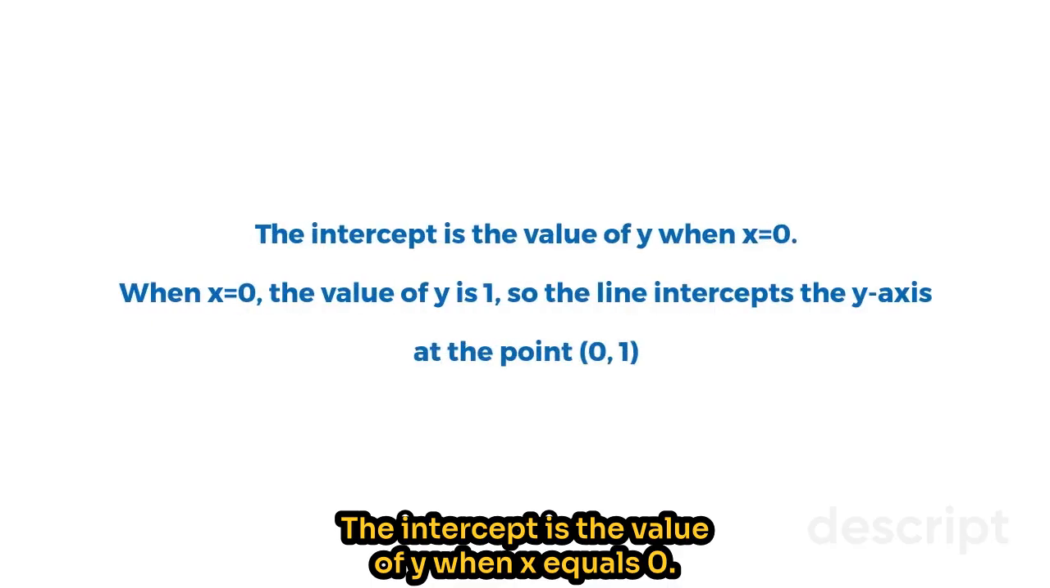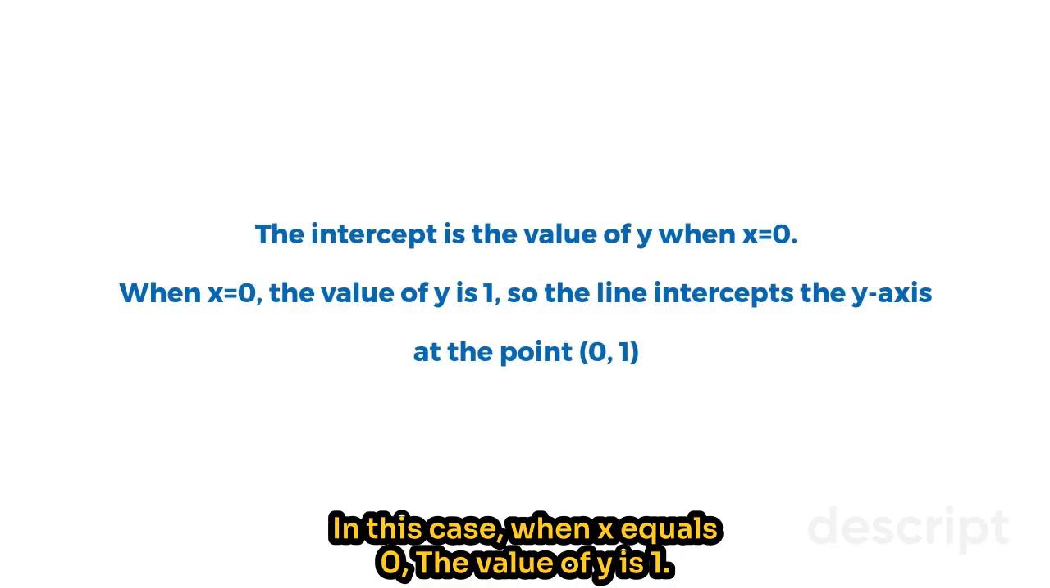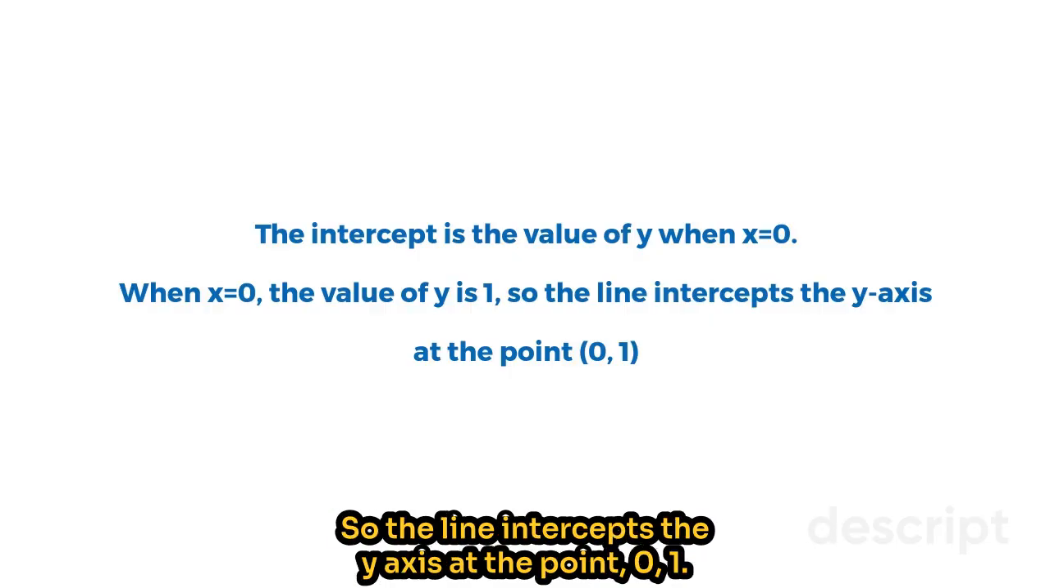The intercept is the value of y when x equals 0. In this case, when x equals 0, the value of y is 1. So the line intercepts the y-axis at the point (0, 1).